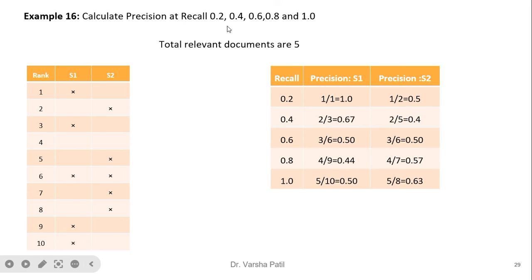Calculate the precision and recall at this stage: 0.2, 0.4, 0.6, 0.8. Total relevant documents are 5. So when we retrieve one relevant document, recall becomes 1 by 5, then 2 by 5, 3 by 5, 4 by 5 and 5 by 5. The systems S1 and S2 are given, and we need to find the precision whenever these documents get retrieved, 1, 2, 3, 4, 5. For these the formula is the same: in the numerator the relevant retrieved count, and in the denominator the total number of documents retrieved. So this example is also very easy.